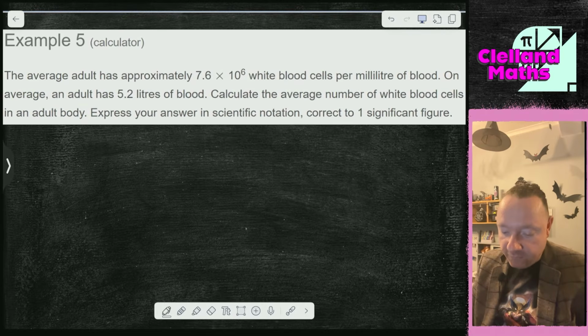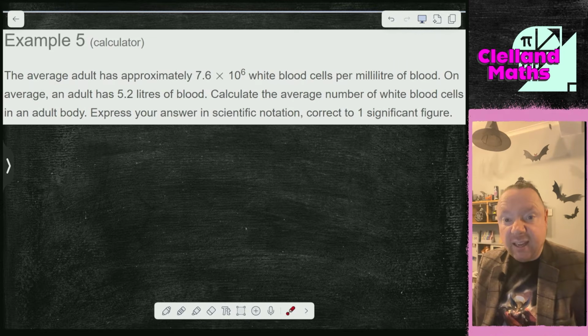Example 5. The average adult has approximately 7.6 times 10 to the 6 white blood cells per milliliter of blood. On average, an adult has 5.2 litres of blood. Calculate the average number of white blood cells in an adult body. So we're thinking of it like this.